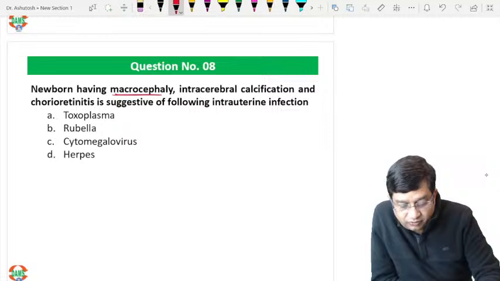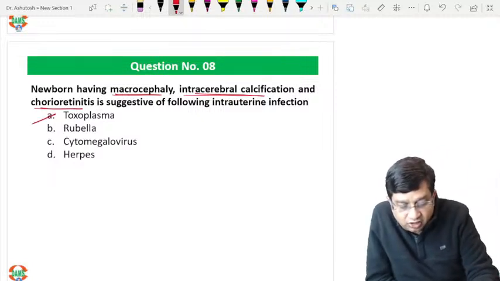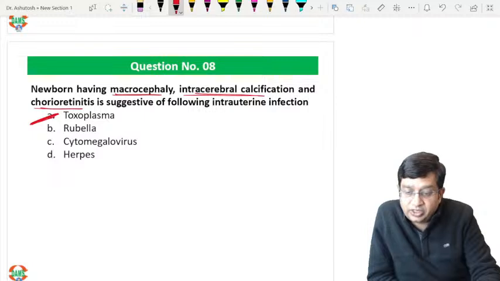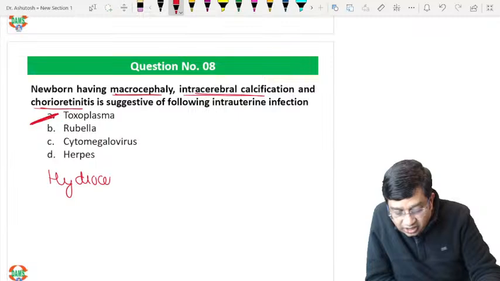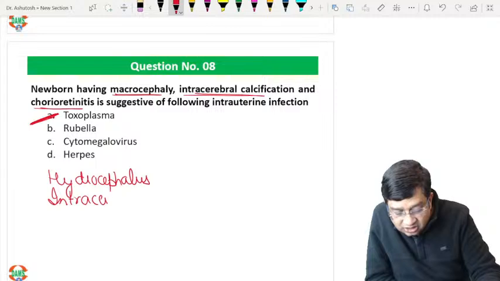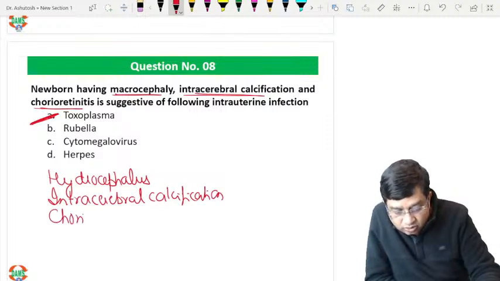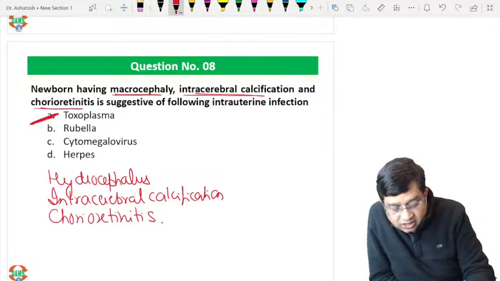Newborn is having macrocephaly, intracerebral calcification, chorioretinitis. Straight forward answer है, classical triad है, और उस classical triad के अंदर it is toxoplasma. Toxoplasma में what you study is hydrocephalus मिलता है. Toxoplasma में there is intracerebral calcification, और टॉक्सोप्लाज्मा में there is chorioretinitis. ये क्लासिकल ट्राइड है which is particularly seen here.